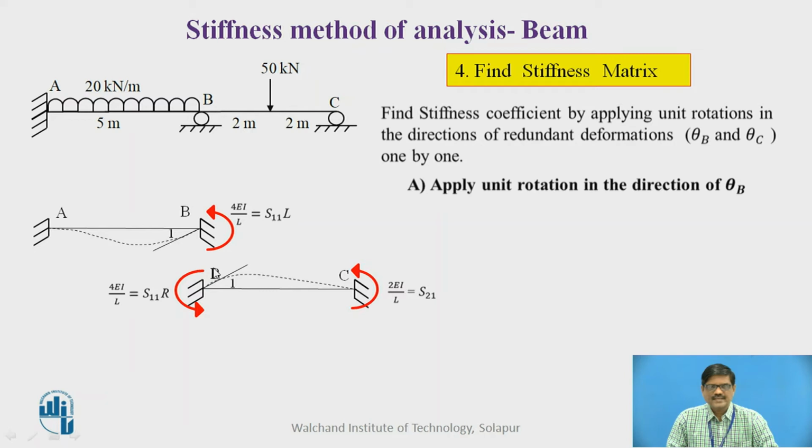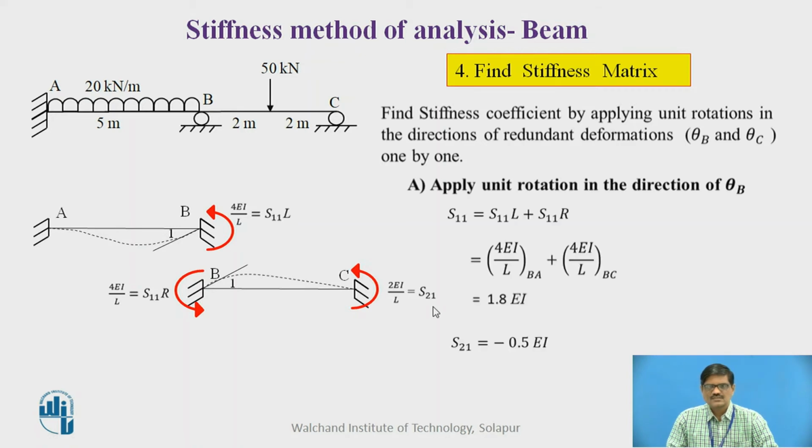So at B we have two moments, one due to left span, one due to right span, and the magnitude is 4EI by L. So S11L is the left coefficient and S11R is the right coefficient. And at C we have one moment. This will be S21 because it is in the direction of second redundant due to first action. So these values are determined here.